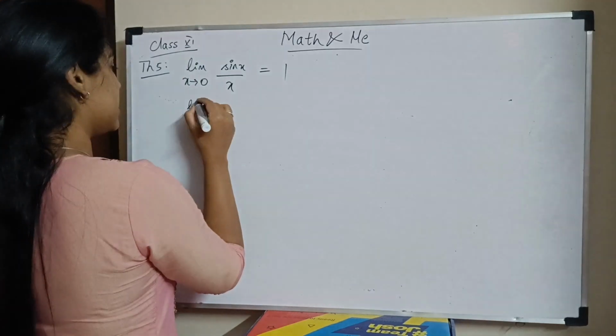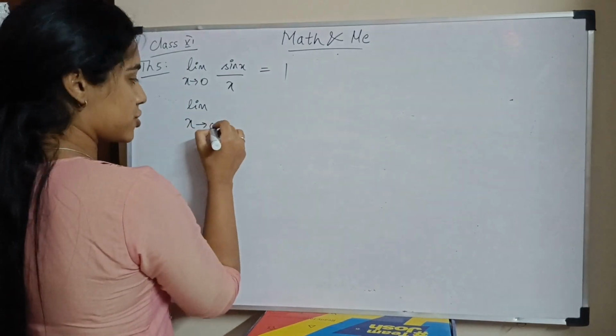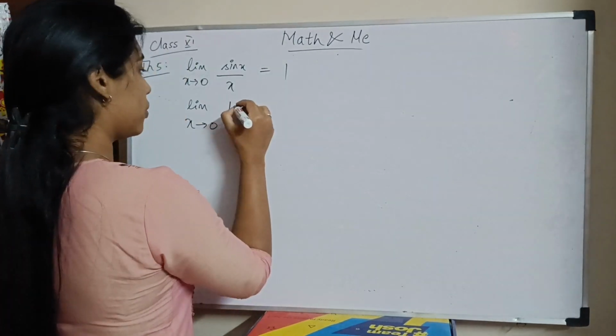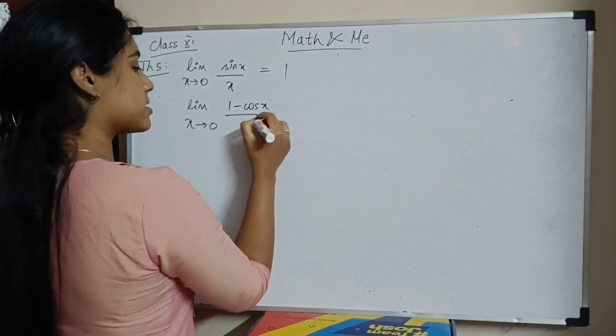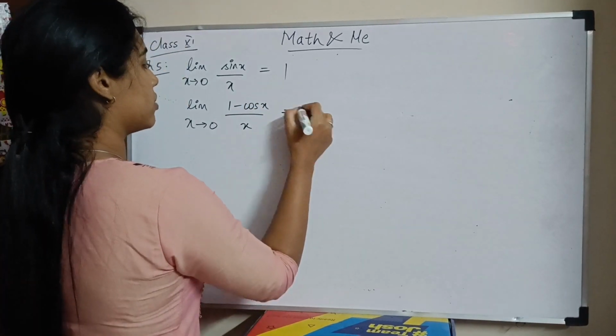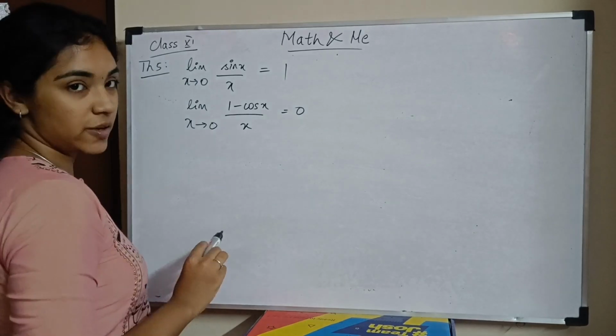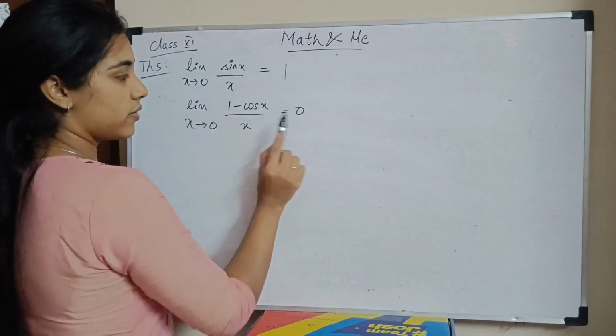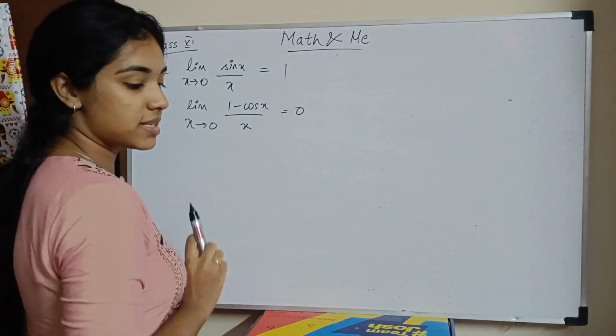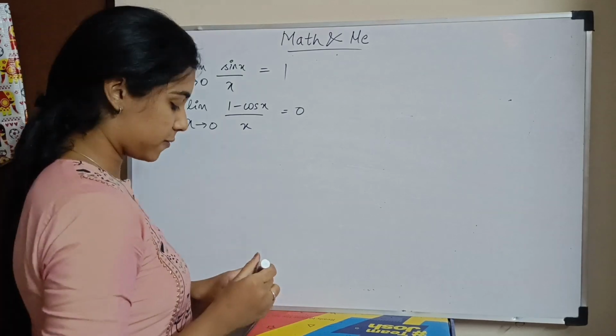Okay? Limit x tends to 0 of 1 minus cos x divided by x is equal to 0. ரெண்டுமே limit x tends to 0, but இதோட value 1, இதோட value 0. Okay? Always remember this. We'll use this to solve questions.